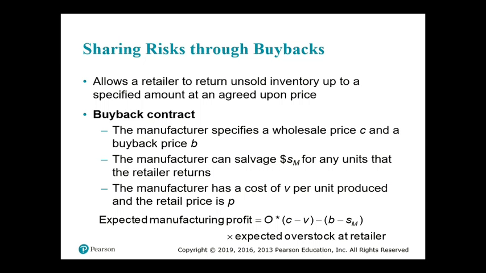Now, the manufacturer's profit in this case, this is our original manufacturing cost. Now, the manufacturer also incurs a cost by buying back this inventory for higher cost than salvage, right? So each unit they buy back from the retailer, they're going to incur a cost of B minus SM. And then this multiplied by whatever is left over at the retailer is going to be the additional costs incurred by the manufacturer.